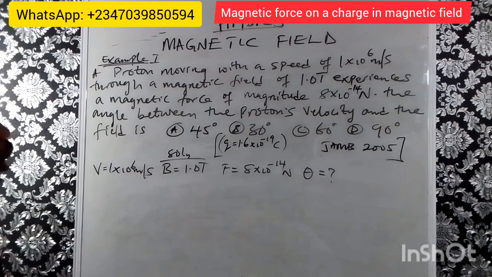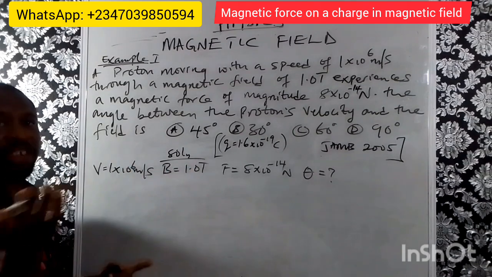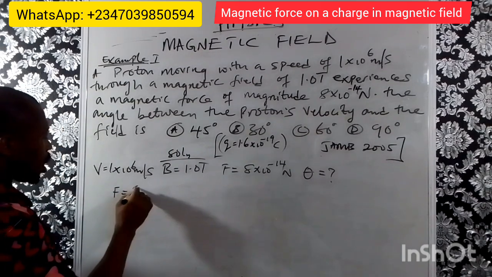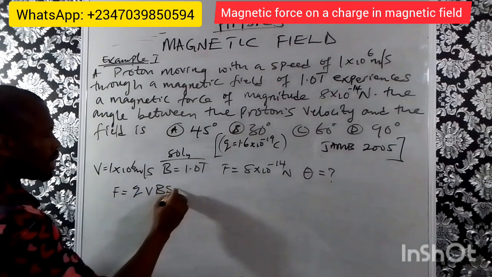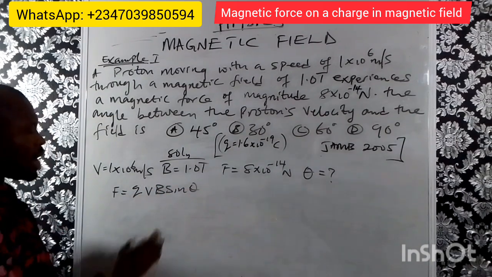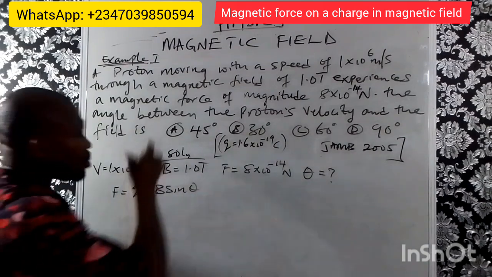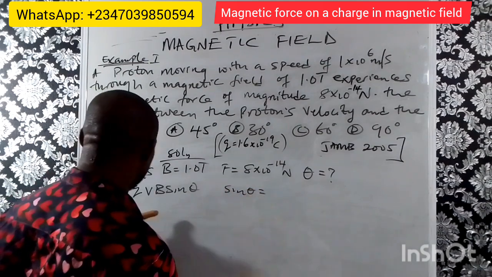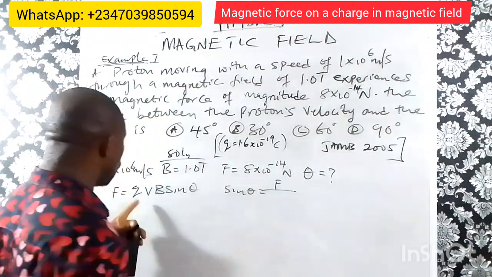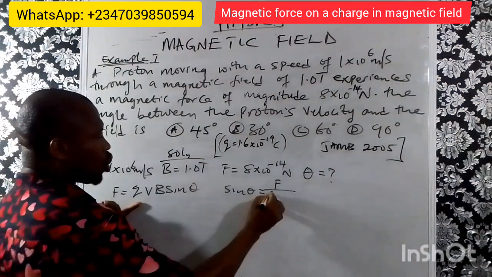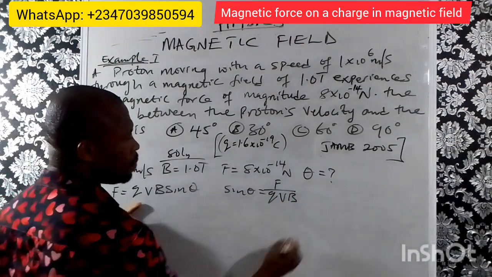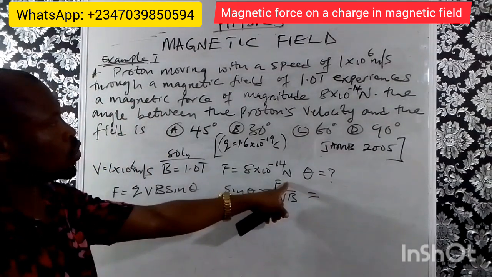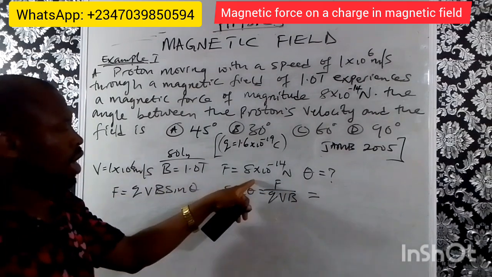In this case, the formula to apply is F equals QVB sine theta. At this point, we're going to make sine theta the subject. If you make sine theta the subject, we have that sine theta is equal to F all over QVB.